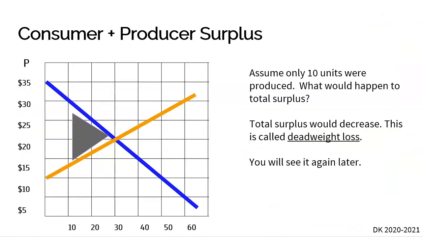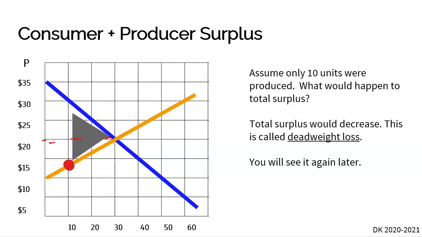So the last thing that I wanted to go over is, what happens if there's a surplus or a shortage? What happens if the sellers don't sell right at that equilibrium price? In other words, what happens if sellers don't sell at this $20 mark? What happens if there are only 10 units produced, meaning that there is a shortage of goods?